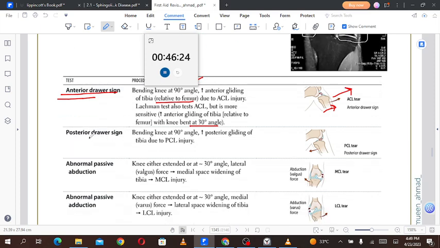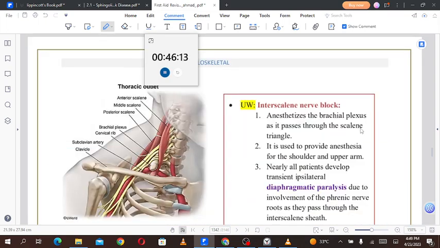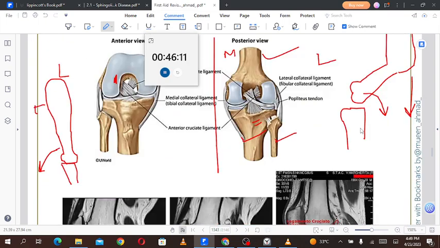Okay. Then we have the posterior draw sign: bending the knee at a 90-degree angle increases posterior gliding of the tibia due to posterior cruciate ligament injury, right? So there's the posterior cruciate ligament. And another thing I just want to say is that this analogy is just an analogy to make you understand the basic functionality of the anterior and posterior cruciate ligaments. It has nothing to do with the physiology.